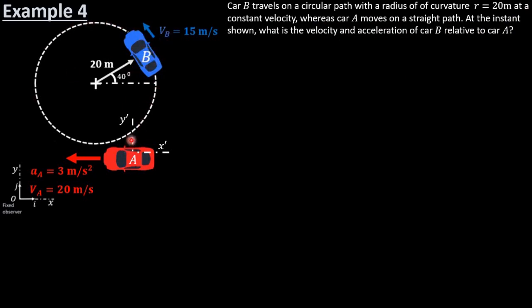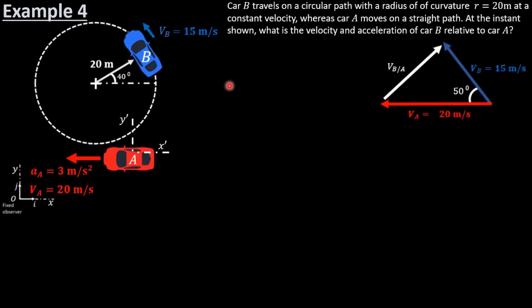and we've got car A here in red, which is moving to the left with a velocity of 20 meters per second and an acceleration to the left of 3 meters per second squared, so it's increasing in acceleration, and the velocity of car B along the circular path is constant at 15 meters per second. The first thing we want to do is draw our velocity triangle.